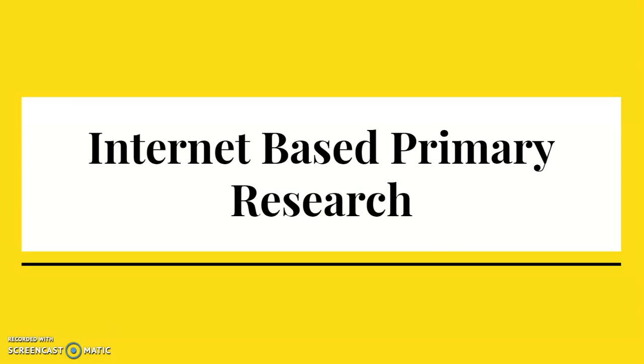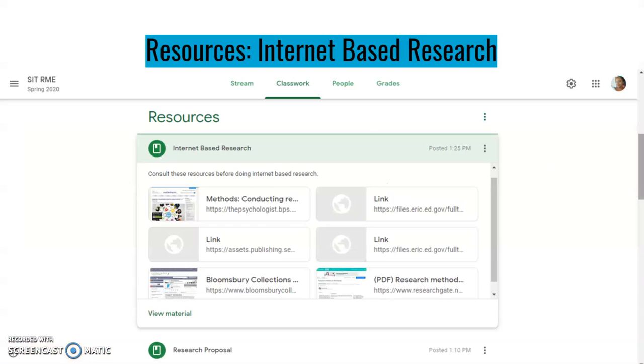Now, I did mention a little bit earlier about internet-based primary research, and this is research that you can do using the internet. So whether you are conducting an interview through WhatsApp or using Zoom to conduct a focus group or distributing a survey through social media, there are many ways that the internet can be used to collect primary data. And if you're interested in this, I do have a resource on the Google Classroom that is available and that also covers the ethical concerns related to this. So I definitely encourage you to consult it if you're curious.